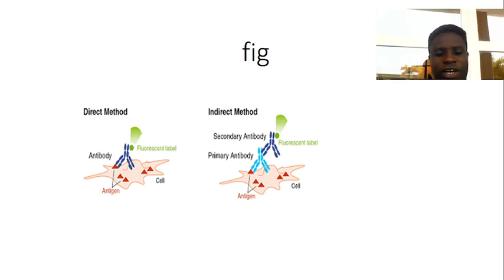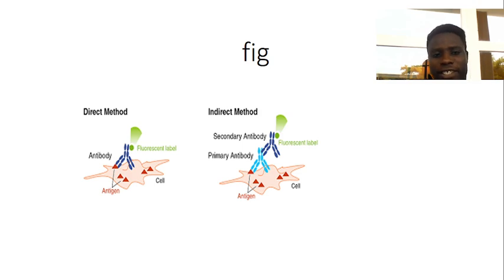For the direct method, the immunofluorescent antibody is applied on the sample of cells and automatically binds with the antigen. The antibody carrying the immunofluorescent dye makes it easy to visualize under the microscope.